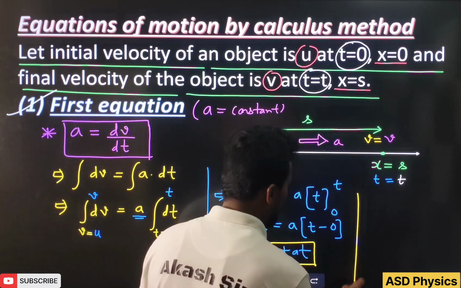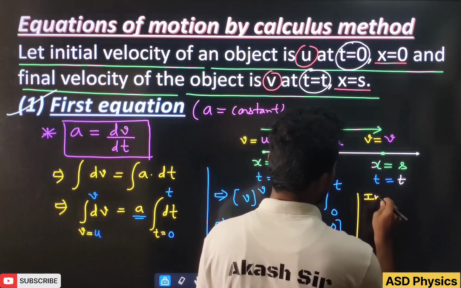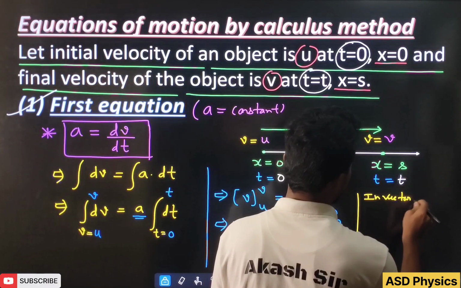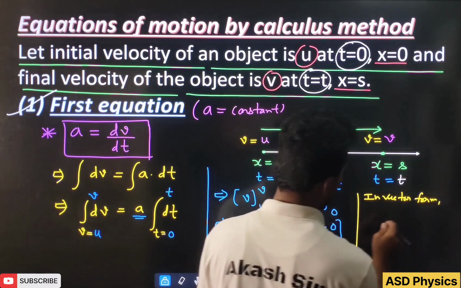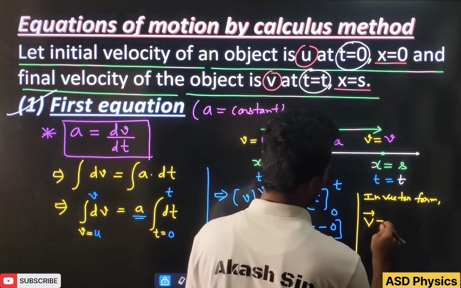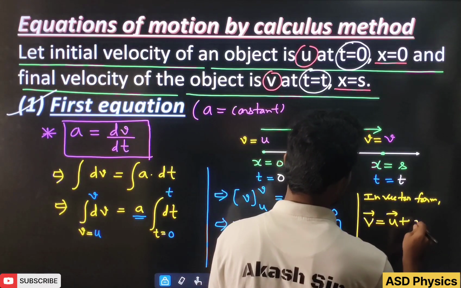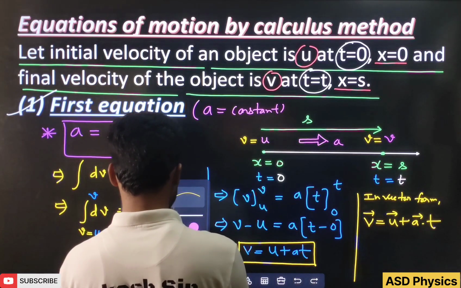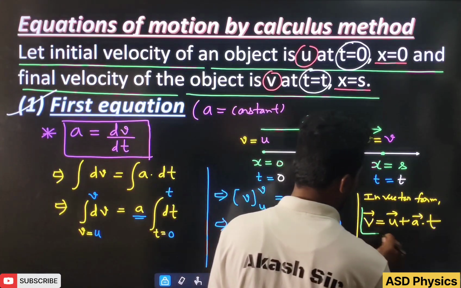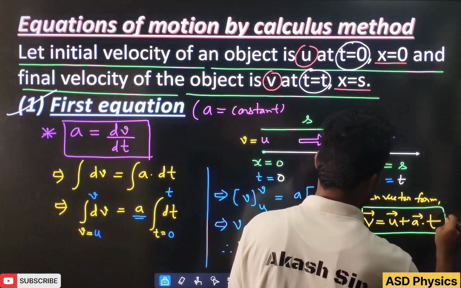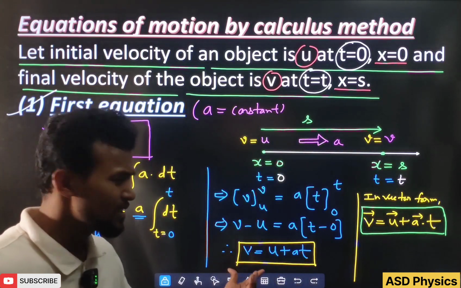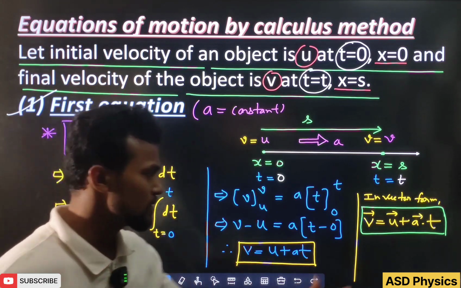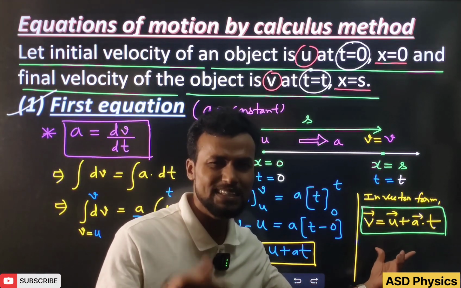If you wish to write this in vector form, it becomes vector v equal to vector u plus vector a into t. This is the vector form. Remember that the earlier equation is valid only in one dimension, but this vector equation is valid in 1D, 2D, 3D.